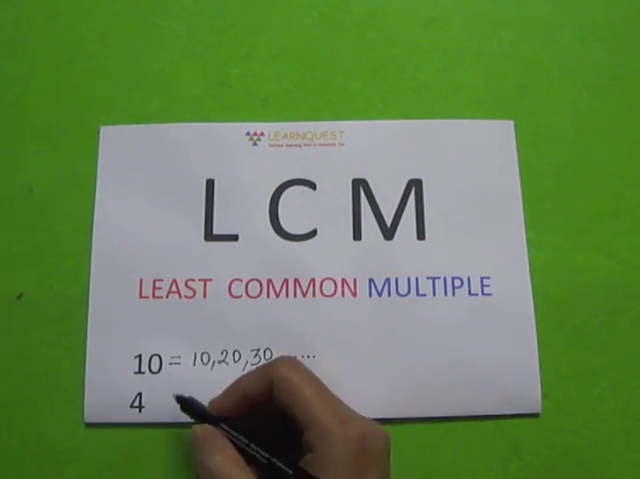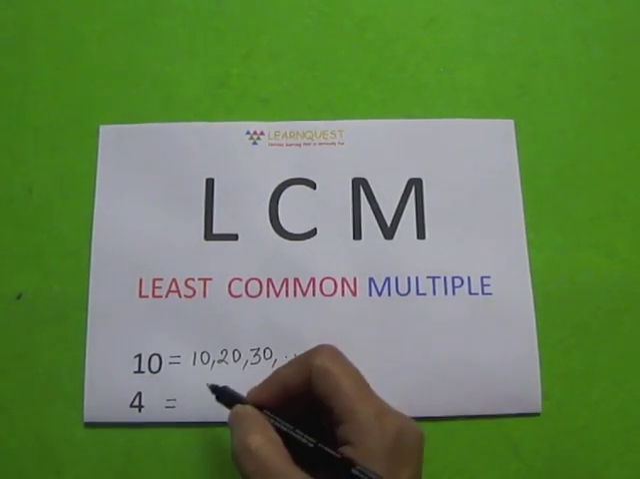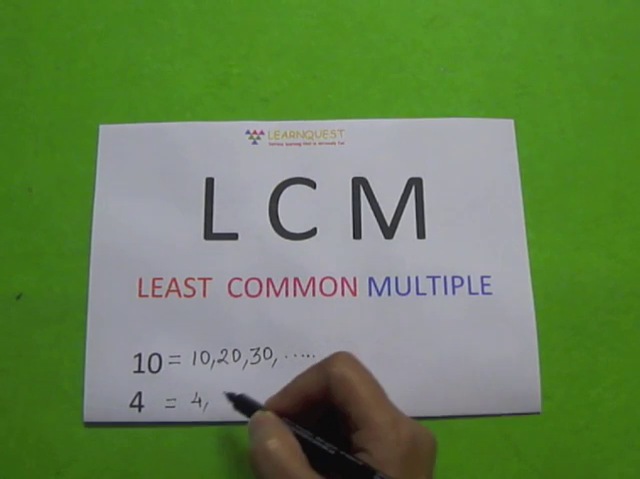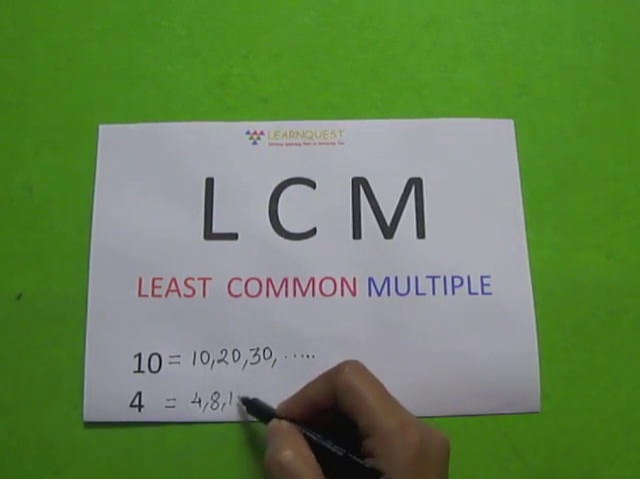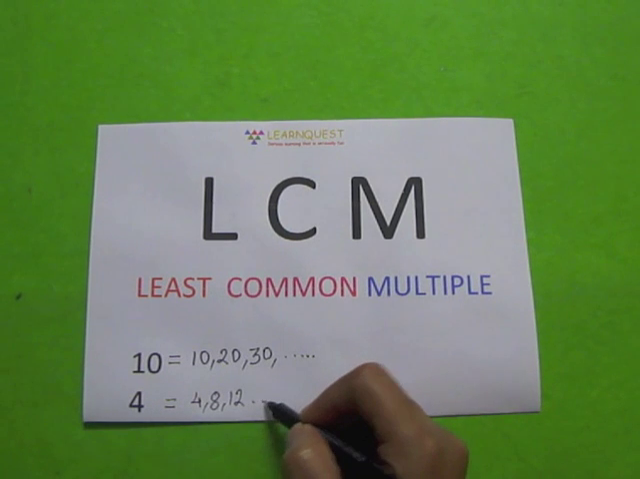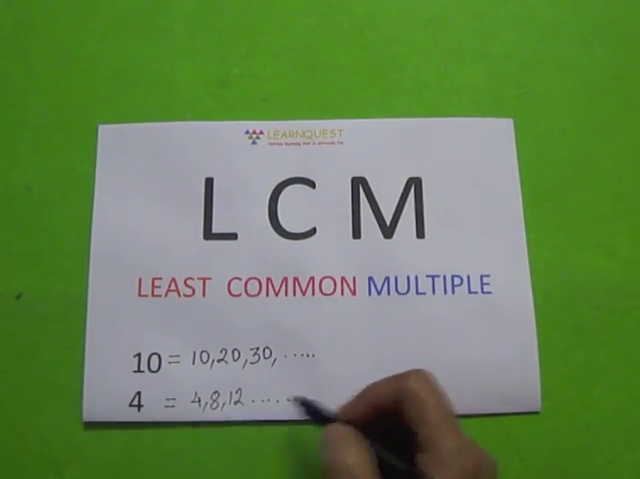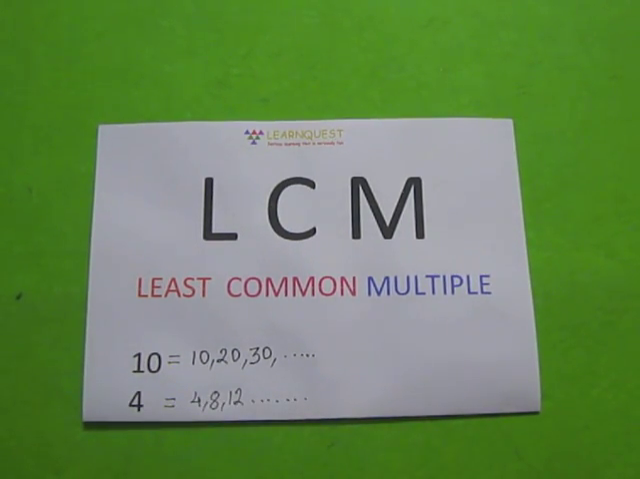Now multiples of 4 would be our 4 times table. 4, when we add one more 4, we get 8. One more 4, we get 12, and so on. So our 4 times table are multiples of 4.